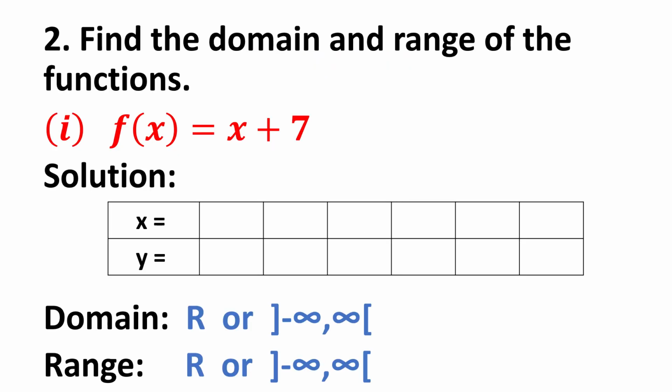Now the function is x plus 7. It is a linear function, and clearly we can see that for each value of x there is an answer for y. So its domain will be the set of all reals. We can also check this by drawing this table. Put x equals 0 in this given function, that is x plus 7. It will be 0 plus 7, that is 7.